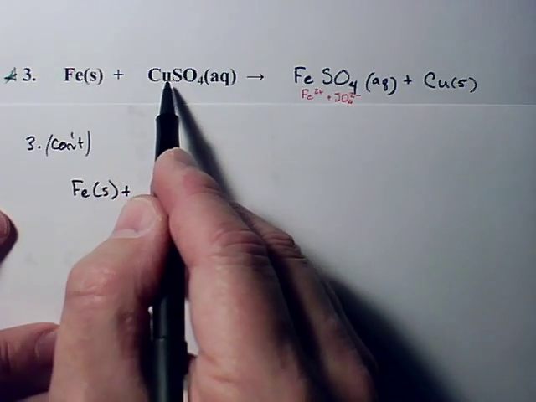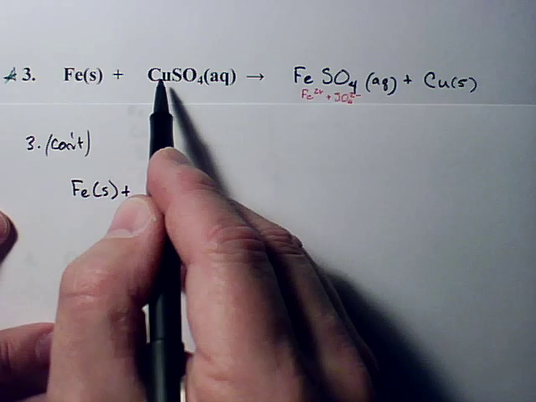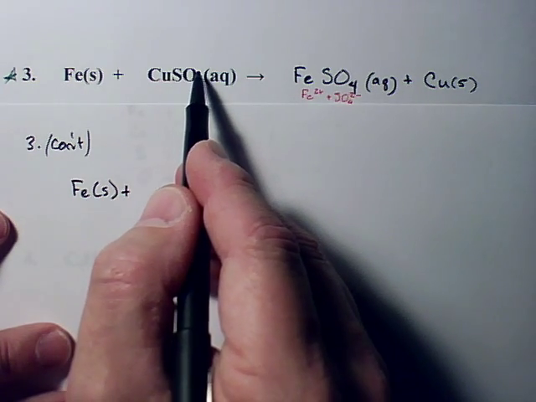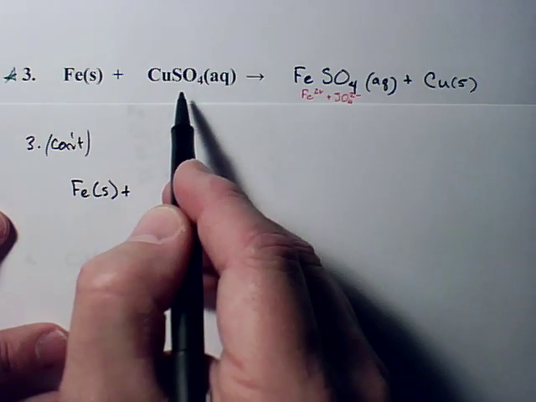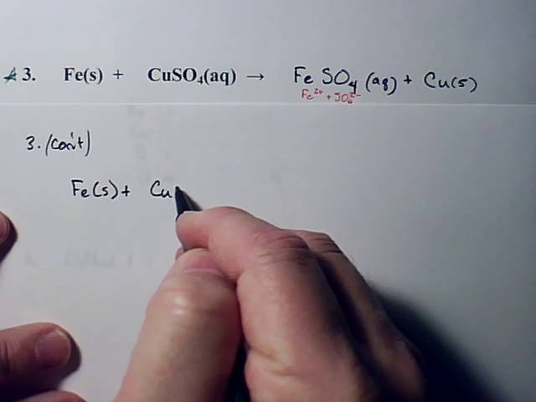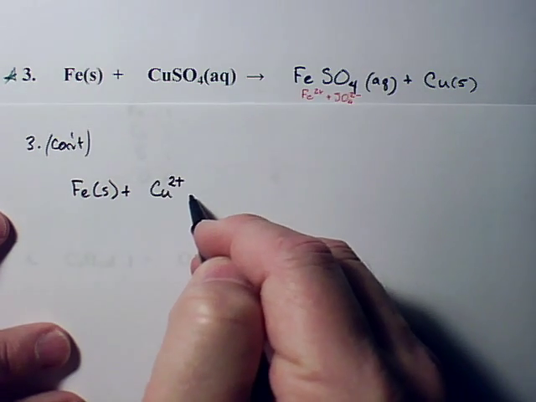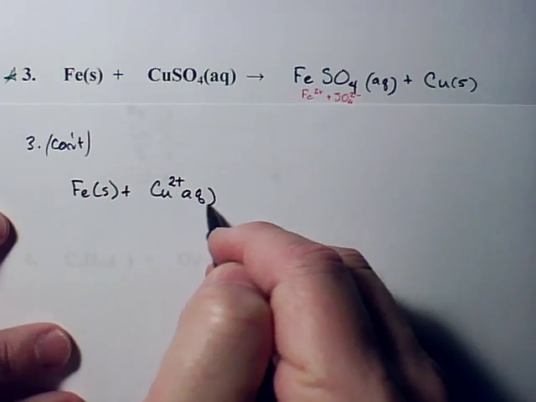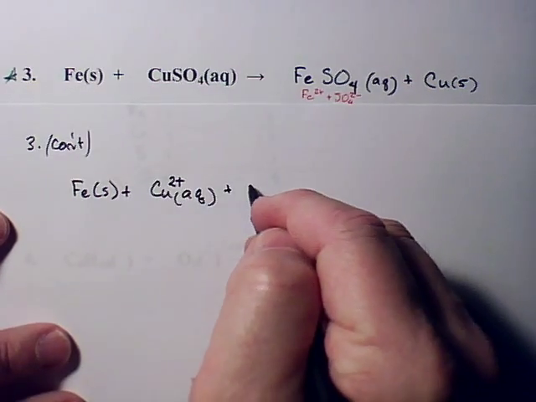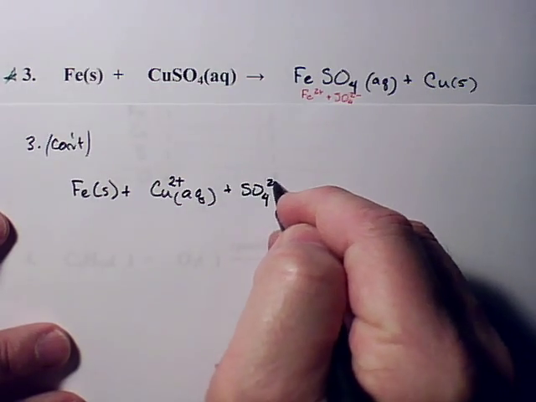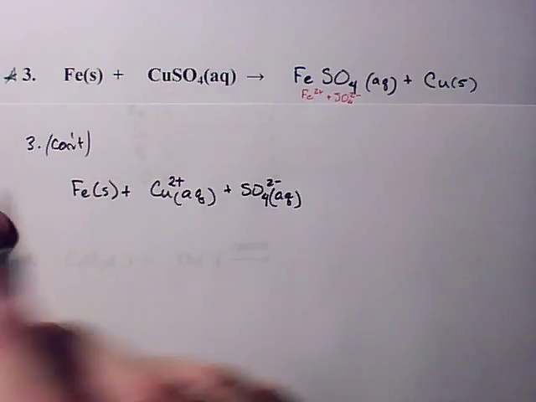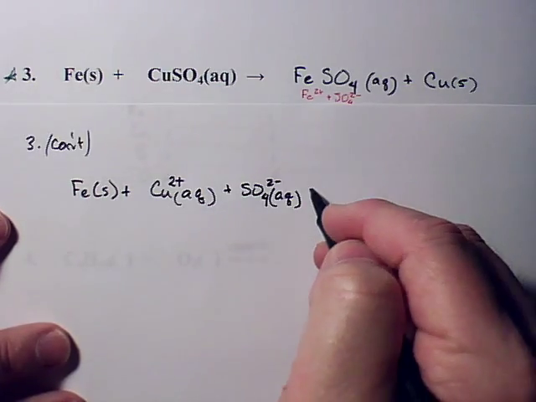Copper has a 2 plus charge here. The reason you know that, copper could be a 1 plus or a 2 plus, but joined up with sulfate, sulfate has a 2 negative charge. Since I have 1 sulfate and 1 copper, it has to be copper 2 plus. And if it's aqueous in the compound form, it's going to be aqueous in the ionic form. And then sulfate, we said, is 2 negative. It's also aqueous, and if it's aqueous in the compound form, it's aqueous in the ionic form.